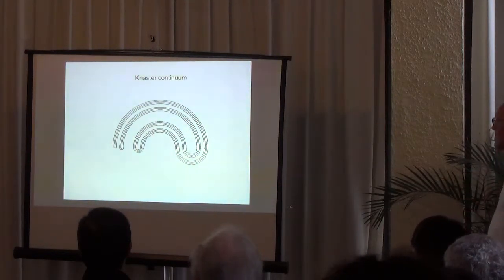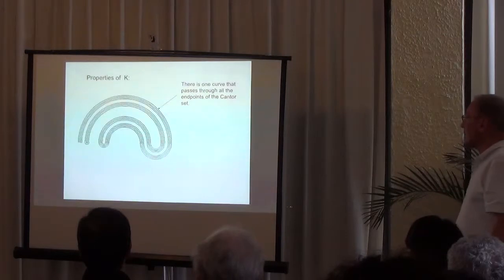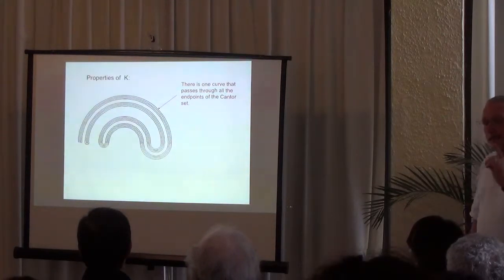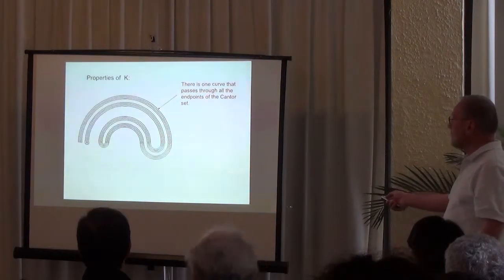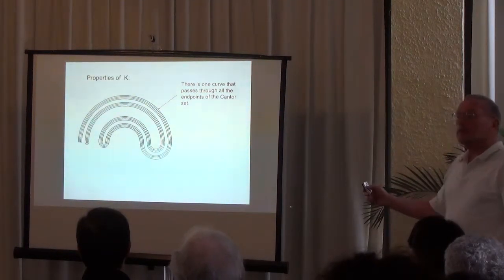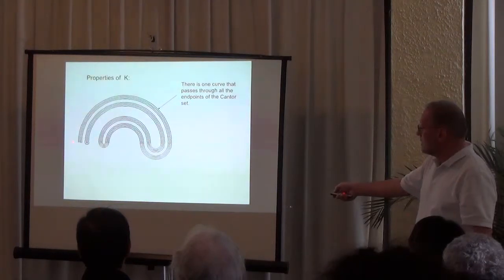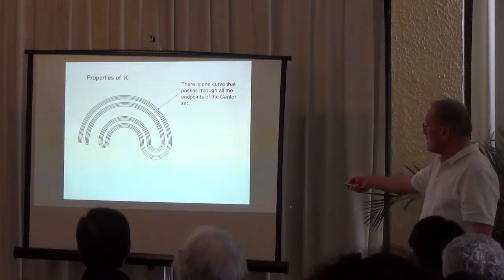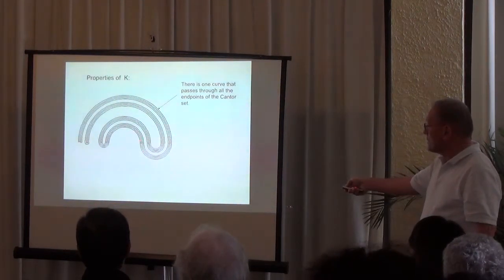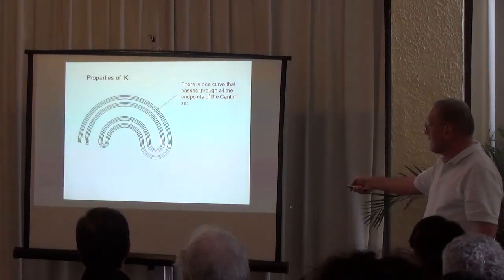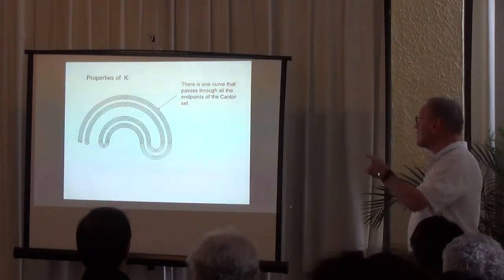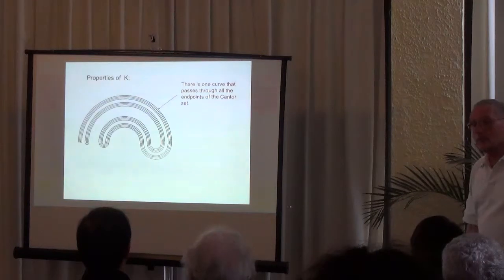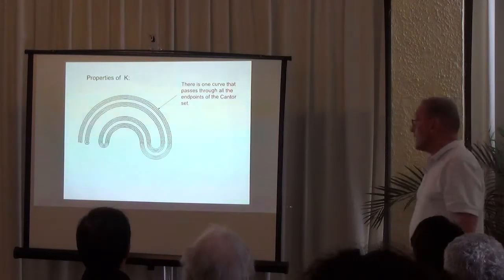Okay, now this is a kind of crazy set as well, for a number of reasons. First off, there's a whole bunch of curves here going through those points in the Cantor set, but there's one curve that passes through all the endpoints in the Cantor middle third set. Look at this curve that starts at 0, goes over to 1, to two-thirds, to one-third, two-ninths, seven-ninths, eight-ninths, one-ninth, the 27th, the 81st. There's one curve that passes through all those endpoints of the Cantor set.